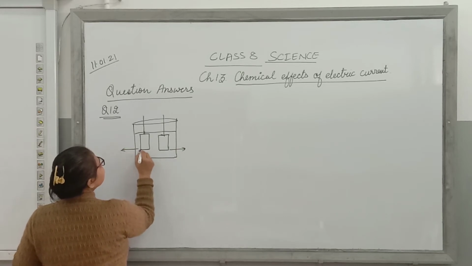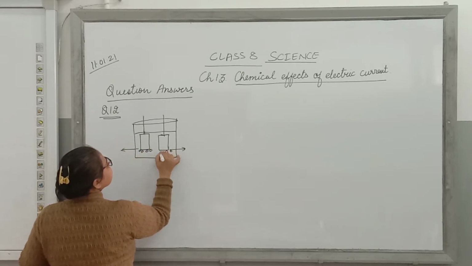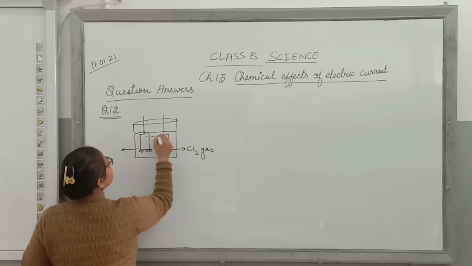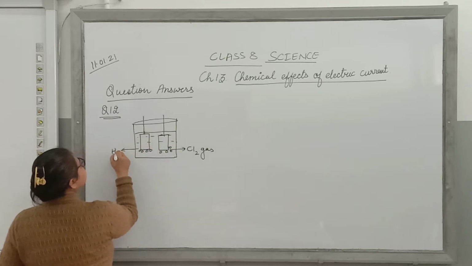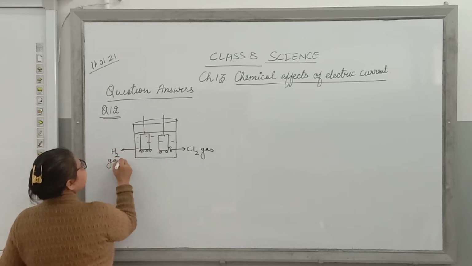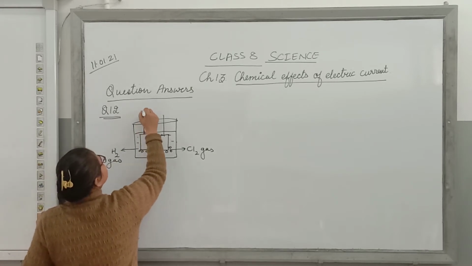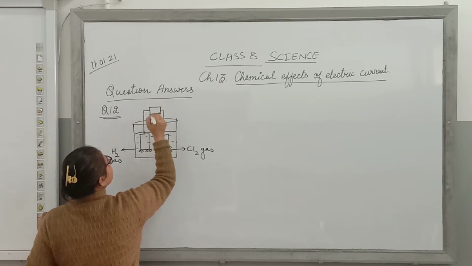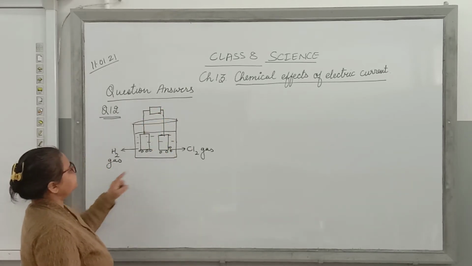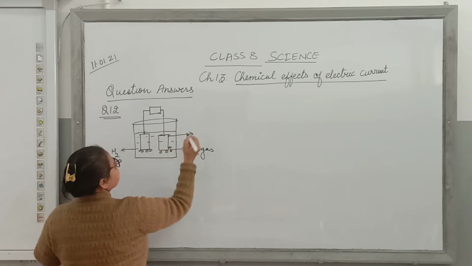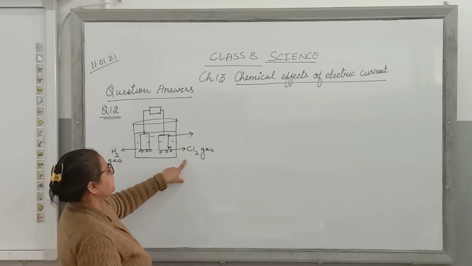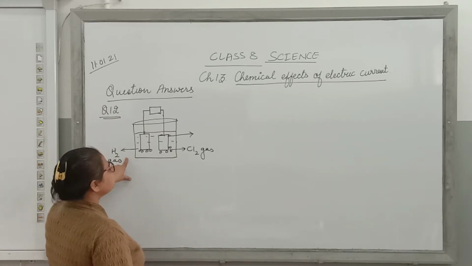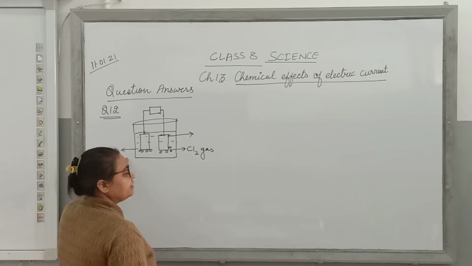Here you can see some bubbles. This side it is chlorine gas. And this side it is hydrogen gas. And here there is a battery. Okay. Now we know that chlorine gas is attracted towards the positive electrode and formation of hydrogen gas takes place at the negative electrode.